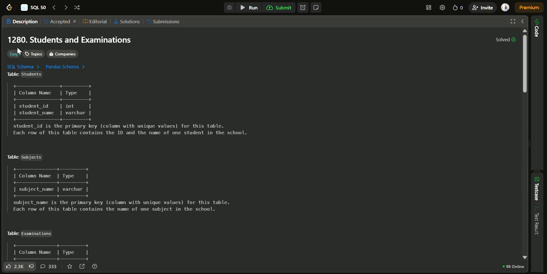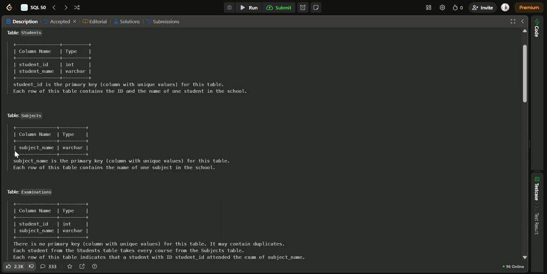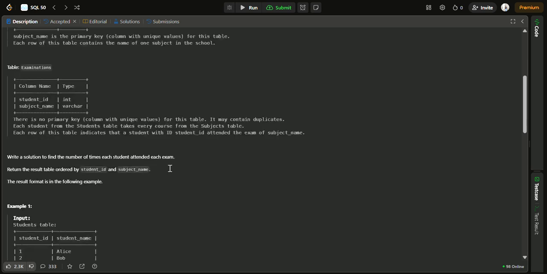Today's problem statement is students and examinations. We have three different tables. First is students, which has student ID and student name, which are integer and varchar. Subjects, which has all the subjects as subject name as the column, and varchar is the data type. And then we also have examinations, which has student ID and subject name as integer and varchar data types.